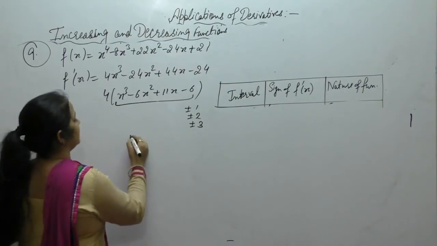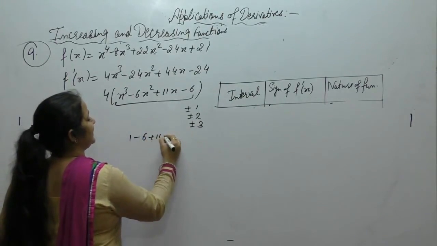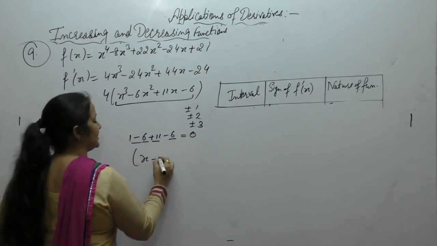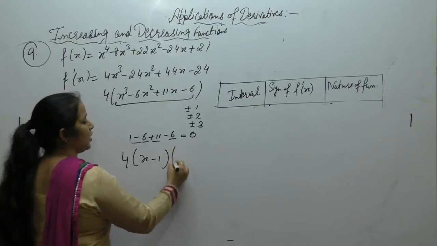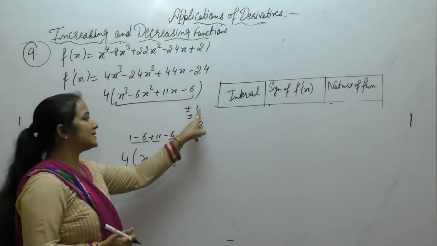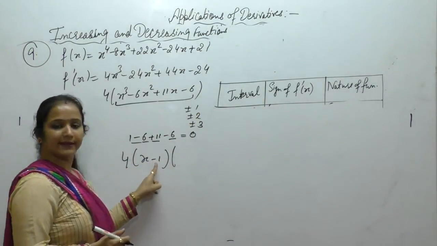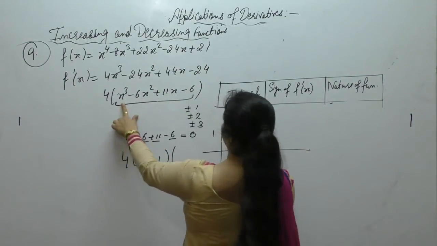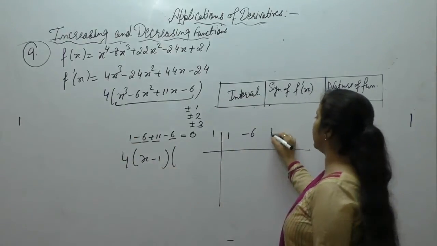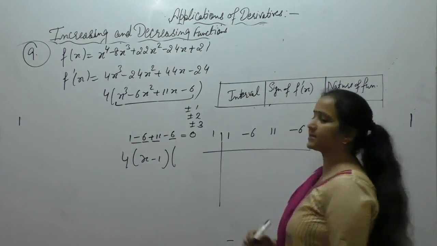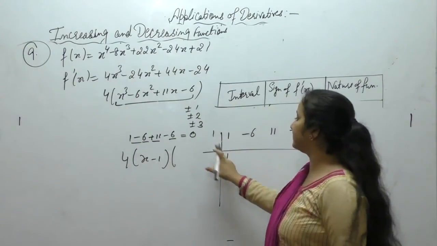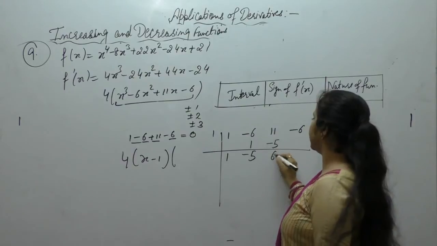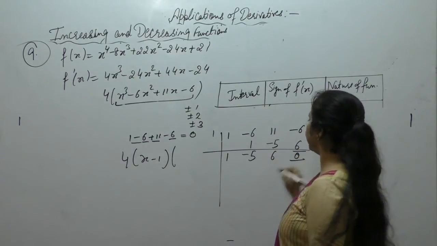Let us put x as 1. 1 cube, 6 into 1, 11, minus 12 and plus 12 will be 0. So 1 is one of the factors of this cubic polynomial. Since 1 is the factor, so negative in the middle. Now 1 is factor, coefficient of x cube, coefficient of x square, coefficient of x and the constant term. First term as it is, multiply 1 into 1, add here 1 into minus 5, 6 into 1. Here last term is 0.